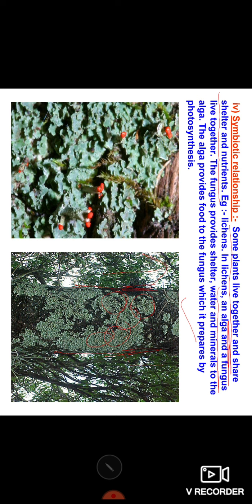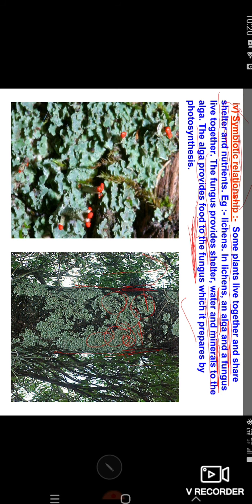For example, lichens. Lichen is a combination of an alga and a fungus. The fungus provides the shelter. Fungus is white in color and lacks chlorophyll, hence it cannot prepare its own food. But the alga is green in color, meaning it contains chlorophyll, hence it is able to produce its own food through photosynthesis. As alga and fungus live together, the fungus provides shelter, water and minerals to the alga. Then with the help of chlorophyll, the alga prepares food through photosynthesis and provides the food to the fungus.